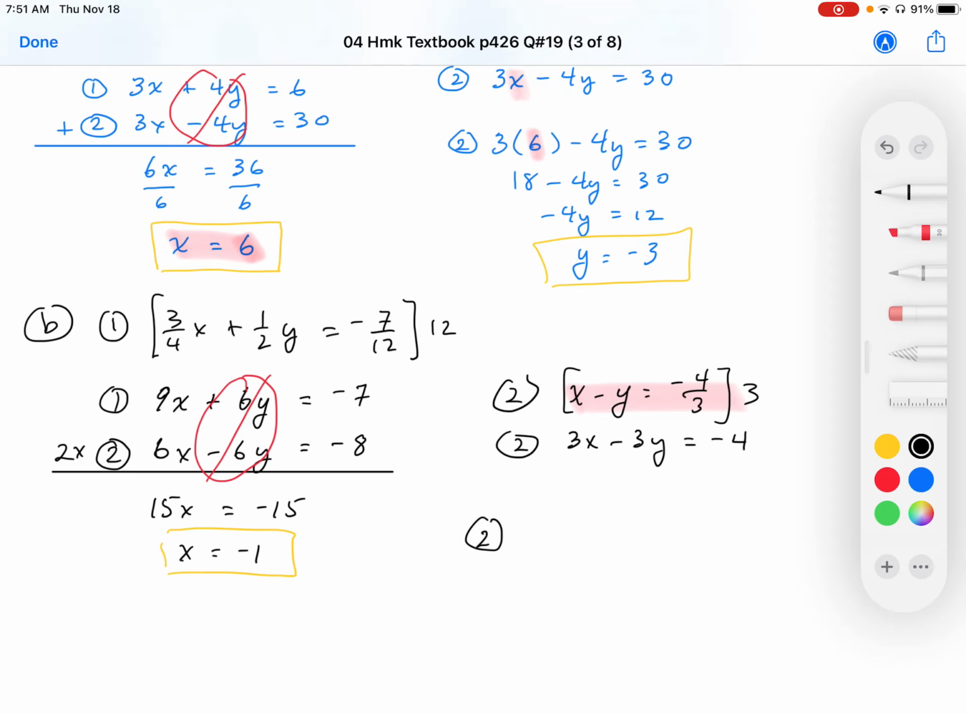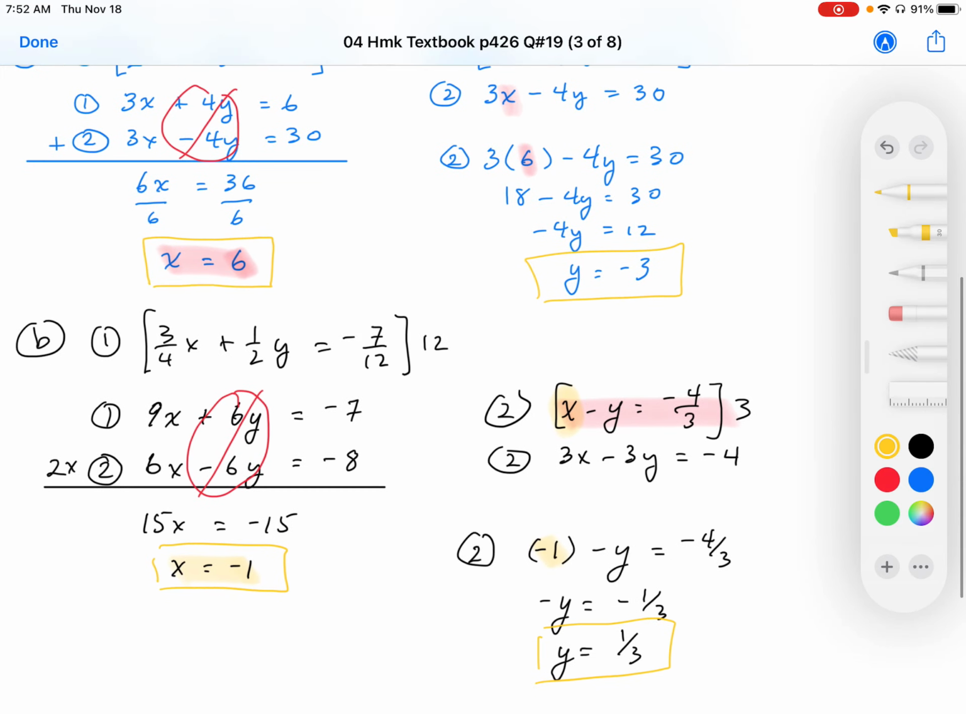So when I substitute back into equation 2, I get negative 1 minus y is equal to negative 4 over 3. So if you're wondering where that negative 1 came from, that was this part here, and I'm using that negative 1. So I end up with y. I'm going to add 1 to both sides. I end up with negative 1/3. That's a negative y, so I have to divide by negative 1. I get positive 1/3. And there's my solution for y. So y is a fraction, and x is that negative integer.